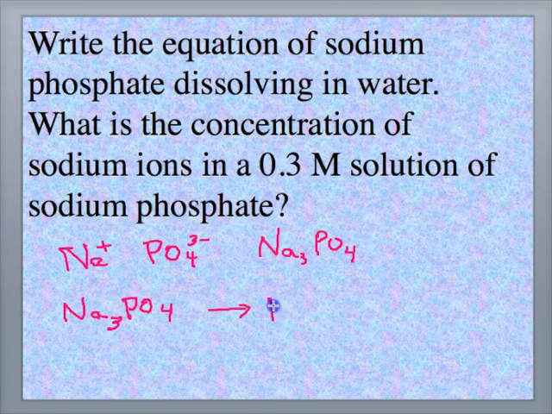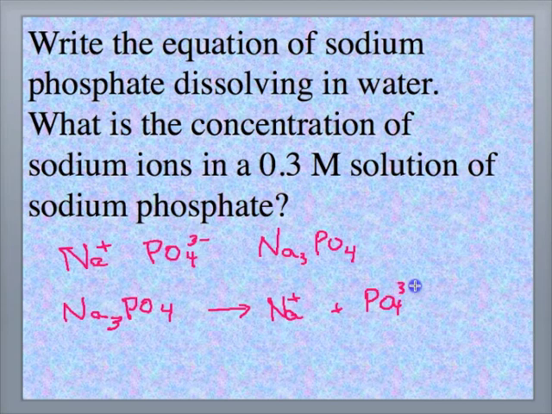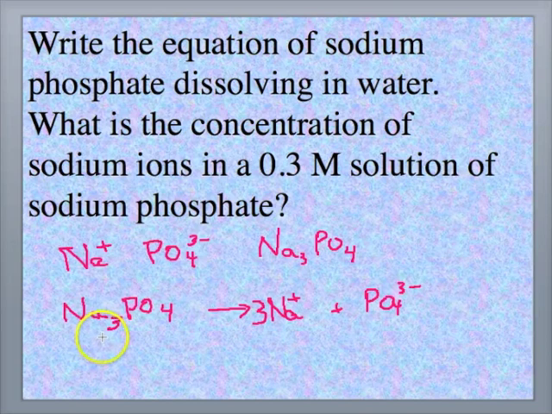So when this starts breaking up, we're going to form sodium ions, and we're going to form phosphate ions, PO4 3-. And in order to have a balanced reaction, we're going to have 3 sodium ions to balance the 3 in the formula. So here is the equation for sodium phosphate dissolving in water.